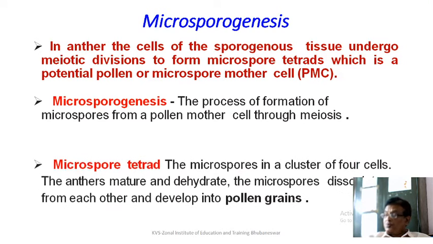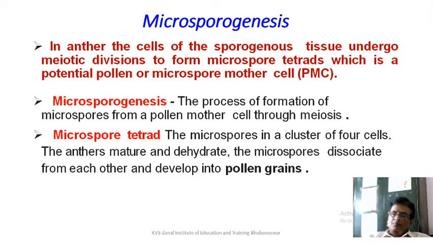So what is microsporogenesis then? Microsporogenesis is the process of formation of microspores from a pollen mother cell through meiosis. What is a tetrad? The microspore tetrad is a cluster of four microspores. As the anther matures and dehydrates, the microspores dissociate from each other and develop into pollen grains.